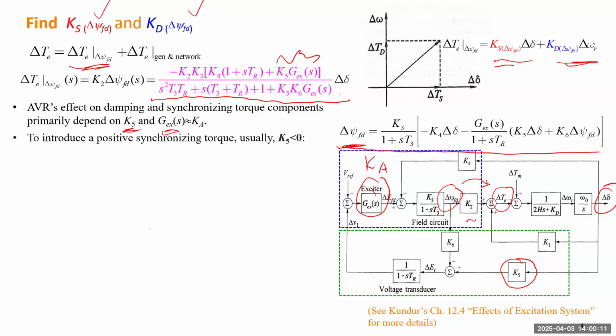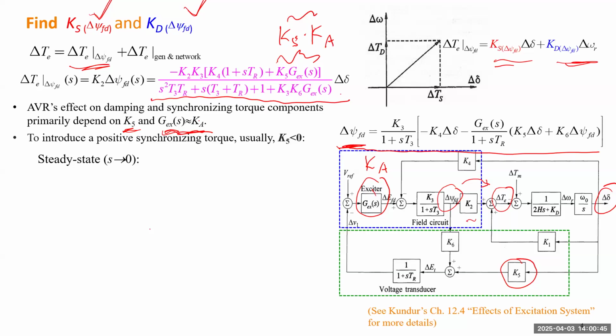Definitely this exciter has a more complex transfer function, but if we only want to figure out the sign, either positive or negative, of those two coefficients, we can just use a very simple exciter model, basically just a first order component with just Ka. So the exciter is basically just Ka. And here it is basically just K5 multiplied by Ka. This product can be much bigger than any others in the numerator.